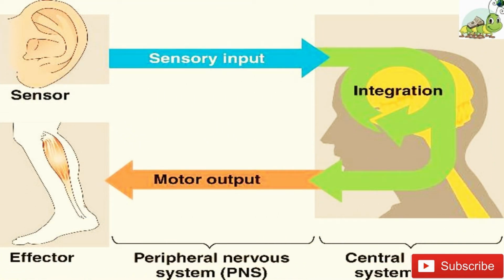Third is integration. Stimuli that are received by sensory structures are communicated to the nervous system where that information is processed. This is called integration. Stimuli are compared with or integrated with other stimuli, memories of previous stimuli or the state of a person at a particular time. This leads to the specific response that will be generated.